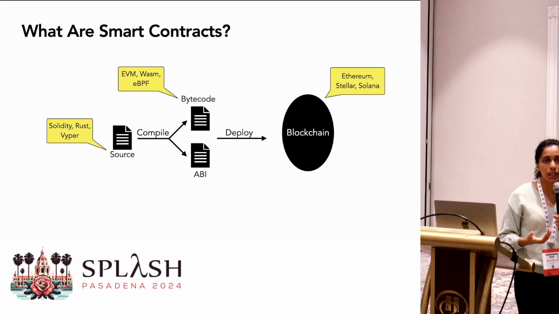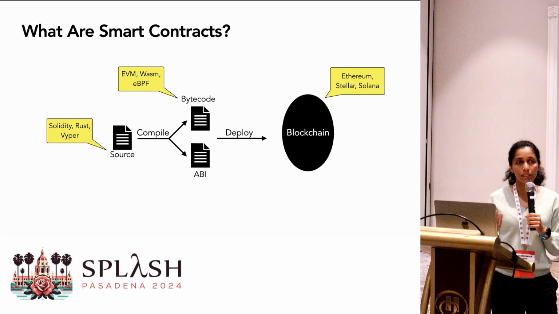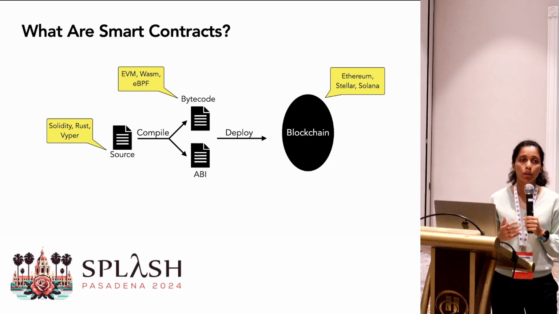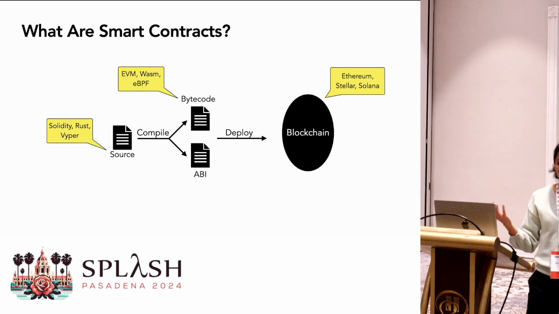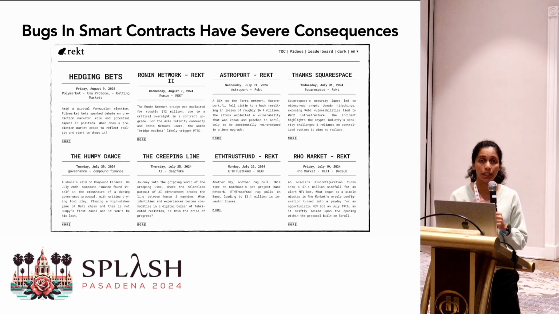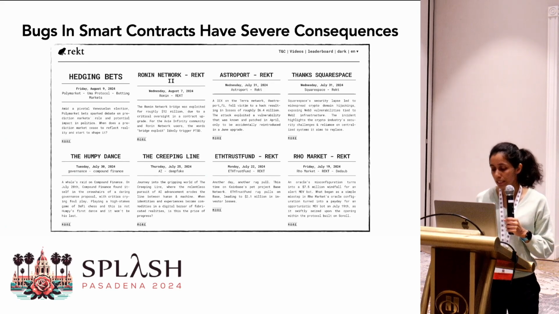So smart contracts, if you haven't heard of them, are programs that are used for doing financial transactions. Often these programs are deployed on blockchains like Ethereum, Stellar, Solana, and so on. Because these programs are often dealing with financial transactions, bugs in them can have really severe consequences.